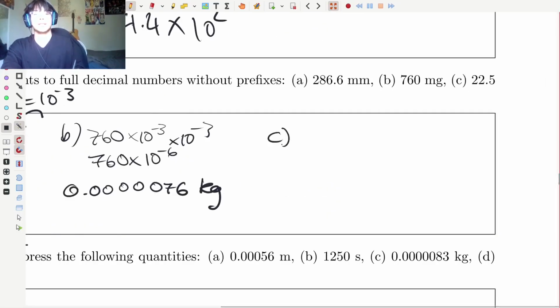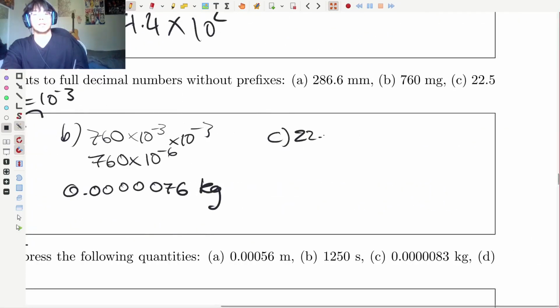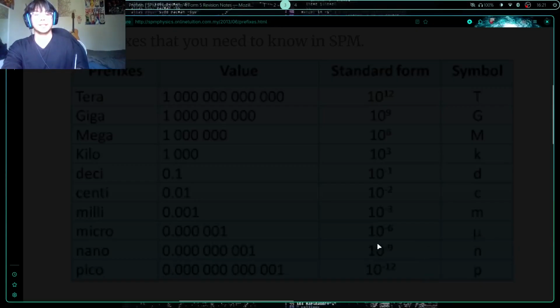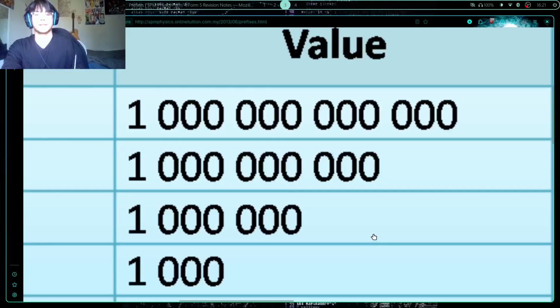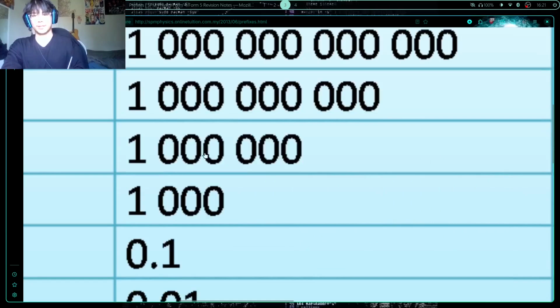Now C, we have 22.5 nanometers. So 25.2 nanometers. Nano is 10 to the minus 9. Oops. What did I just do? I don't know.